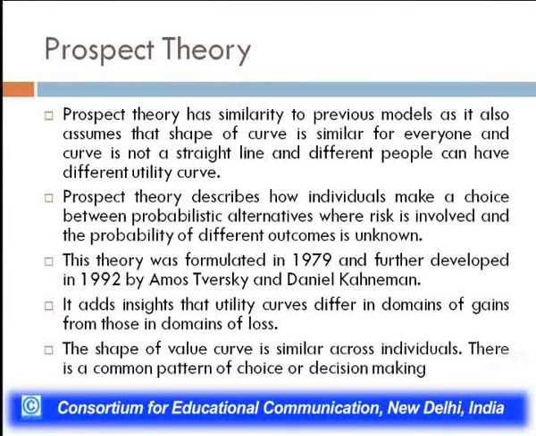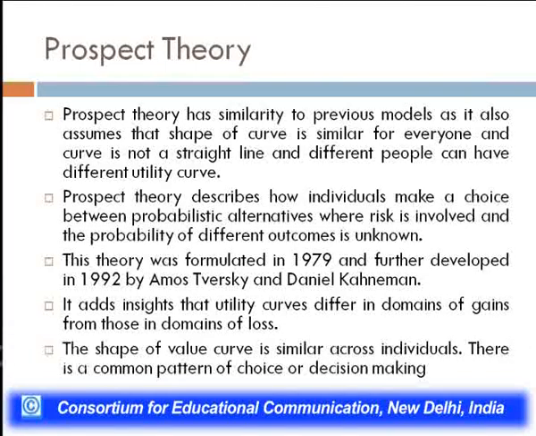Prospect theory explains how individuals make a choice between probabilistic alternatives where risk is involved, and the probability of different outcomes is unknown. This theory was formulated in 1979 and further developed in 1992 by Amos Tversky and Daniel Kahneman.